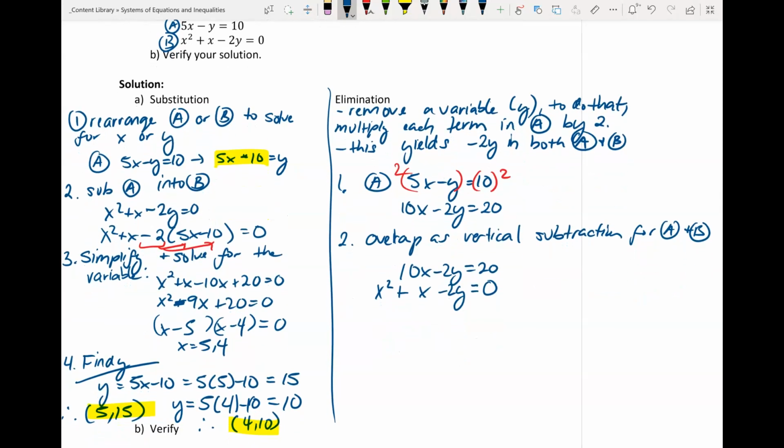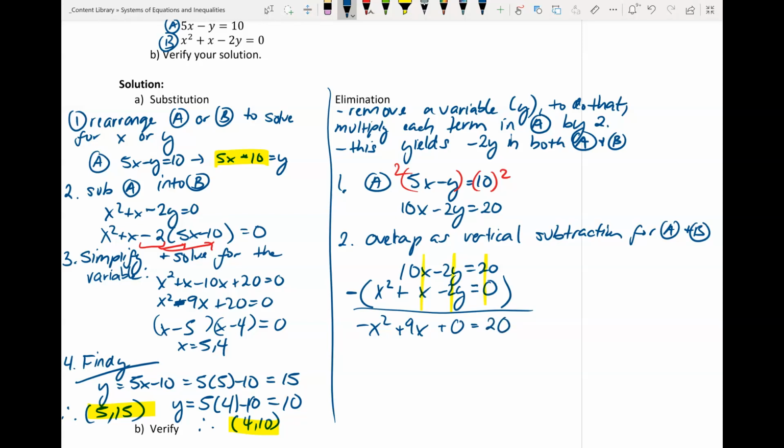So I aligned it so that my like terms are shared vertically here. And then we're going to subtract these. Once we subtract, we're going to see that our -2y term is going to disappear. So we have nothing minus x squared, which gives us -x squared. 10x minus x is 9x. -2y minus -2y becomes -2y plus 2y, which is just 0. And then 20 minus 0 is 20.